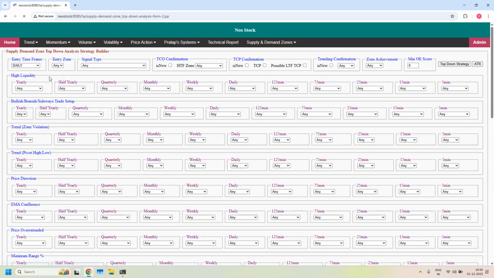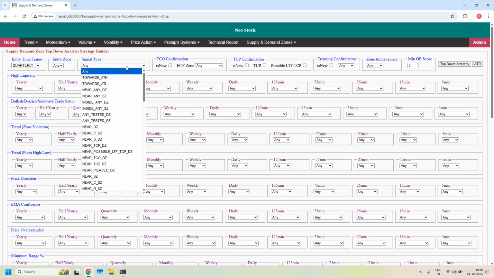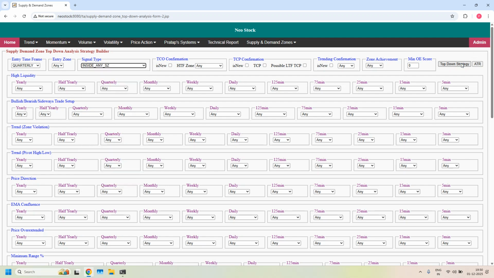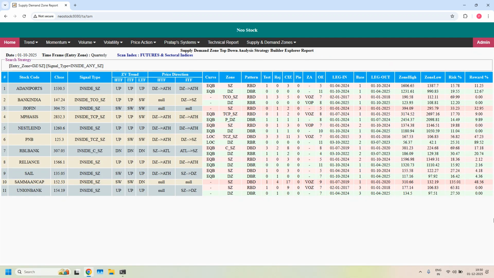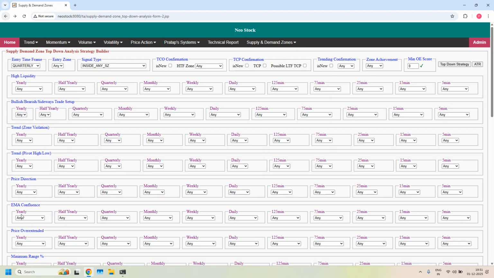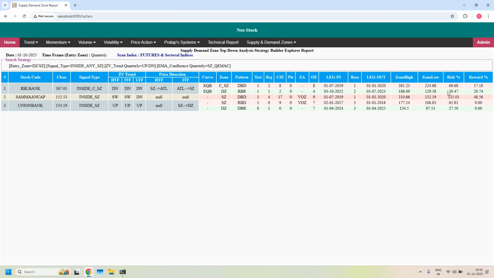Next, price closed inside the quarterly supply zone. We got 11 stocks. Again, I am applying EMA confluence filter on these 11 stocks, that is quarterly supply zone having quarterly EMA confluence, and trend on the quarterly should not be sideways. We got 3 stocks.